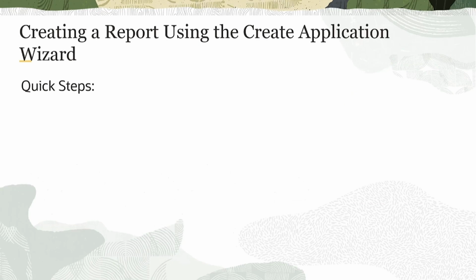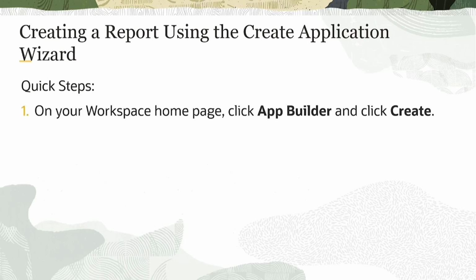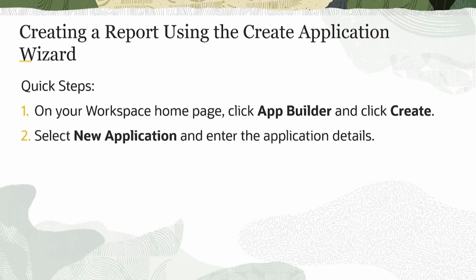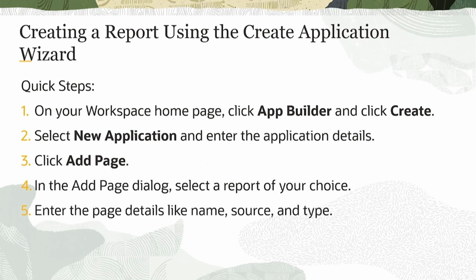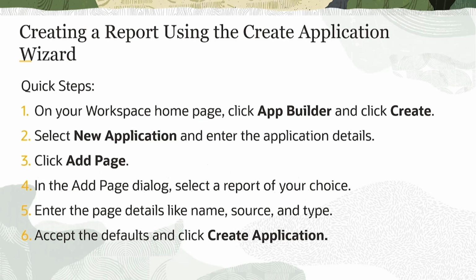Let us now quickly review the steps involved in creating a report using the Create Application wizard. First, on your workspace homepage, click on the App Builder icon and click on Create. Select New Application and enter the application details. Then click on Add Page. In the Add Page dialog, select a report of your choice. Enter the page details like name, source, and type. Finally, accept the defaults and click on Create Application.